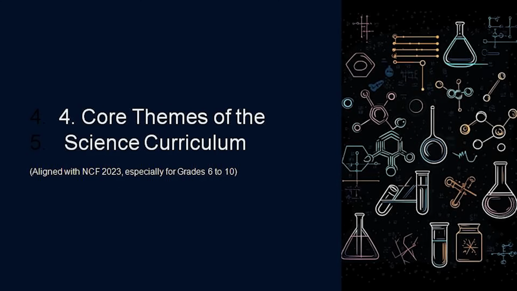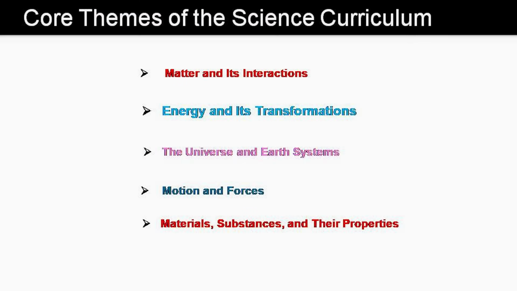What are the core themes of science curriculum? Especially, this science curriculum must align with NCF 2023 for grades 6 to 10. If you observe here, there are 5 core themes of science curriculum. The first one is matter and its interactions. The second one is energy and transformations. The third one is the universe and earth systems. The fourth one is motion and forces.